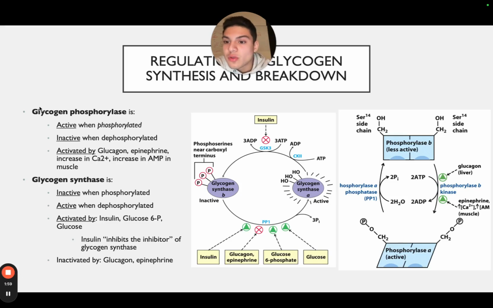So glycogen phosphorylase is active when phosphorylated, inactive when dephosphorylated, and it's activated by glucagon, epinephrine, an increase in calcium, and an increase in AMP in muscle. So we'll stick with this right diagram, phosphorylase. It's activated when phosphorylated, and so as you can see, we need to phosphorylate it using this phosphorylase B kinase. Glucagon stimulates it, and epinephrine, calcium, and AMP in muscle can also stimulate it as well.